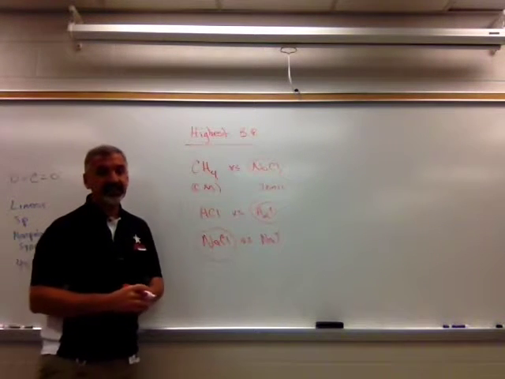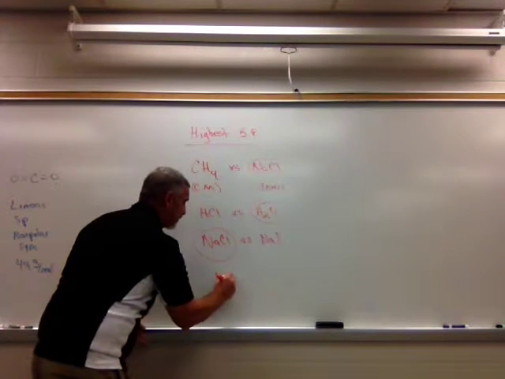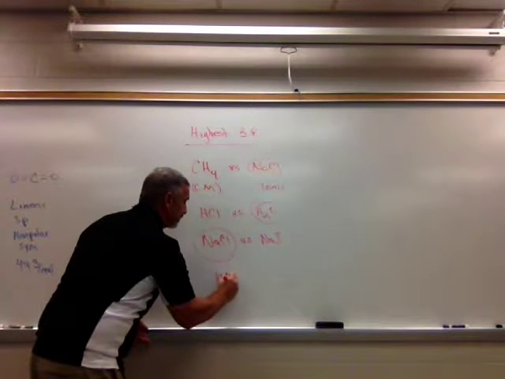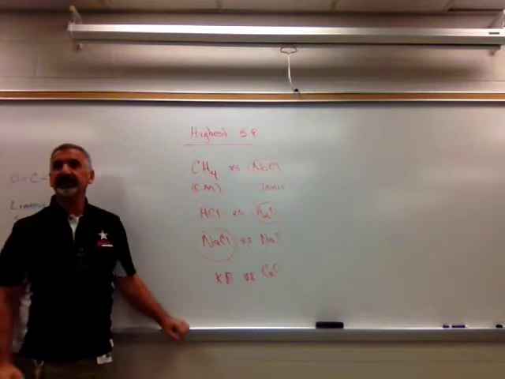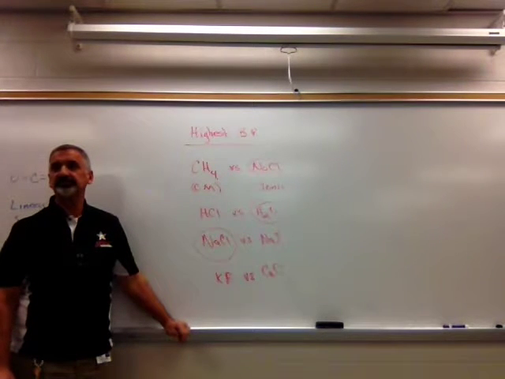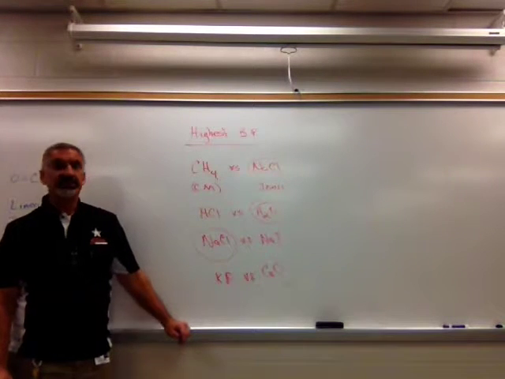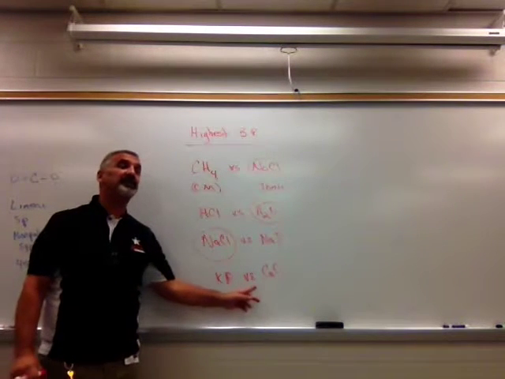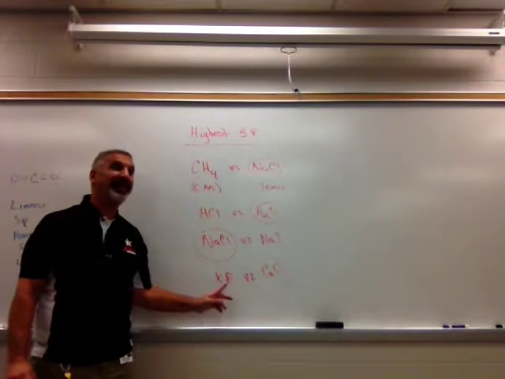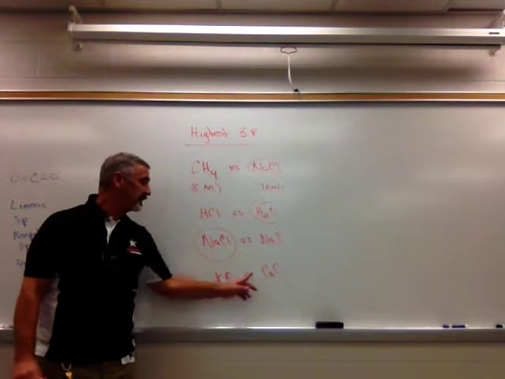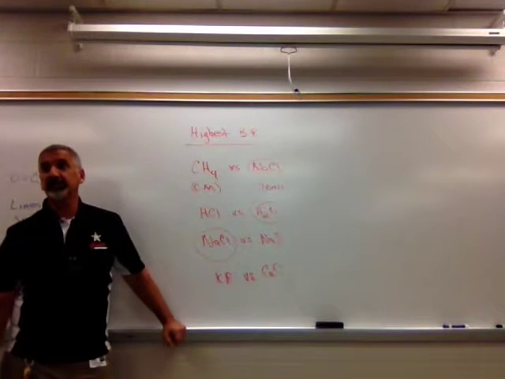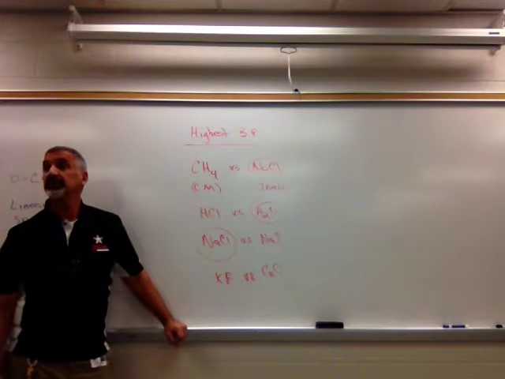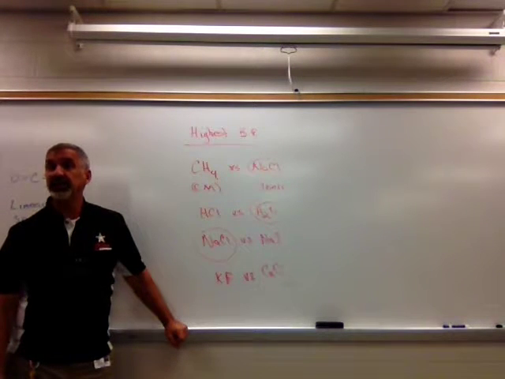Okay? And then lastly, if I did KF versus CaO. KF versus CaO. So notice again on something like this that it's a plus 2 minus 2 versus plus 1 minus 1, and the Ca is bigger than the K and the O is not bigger than the F, but we look at plus 2 minus 2. Yes.